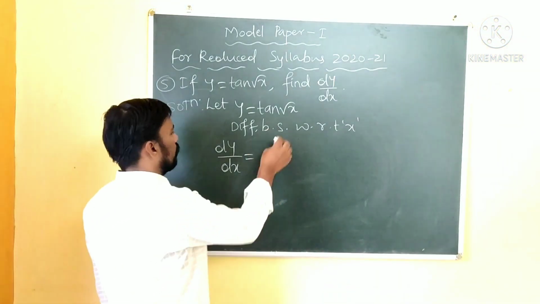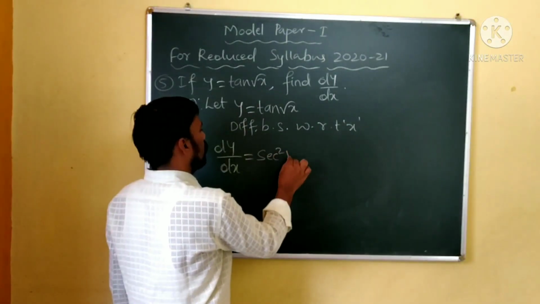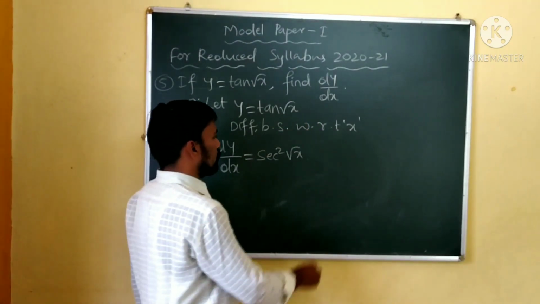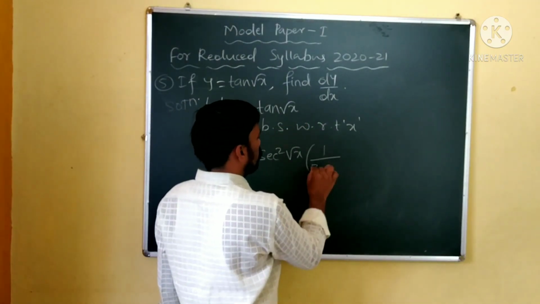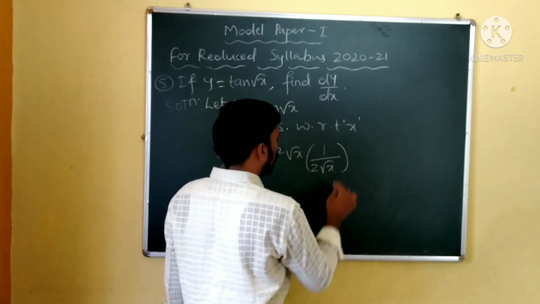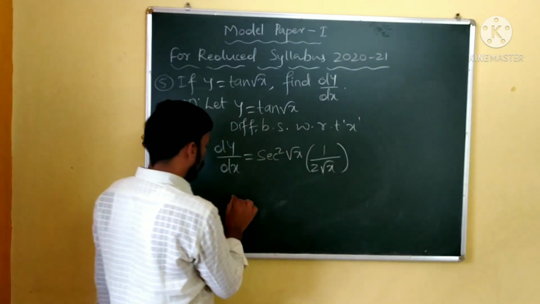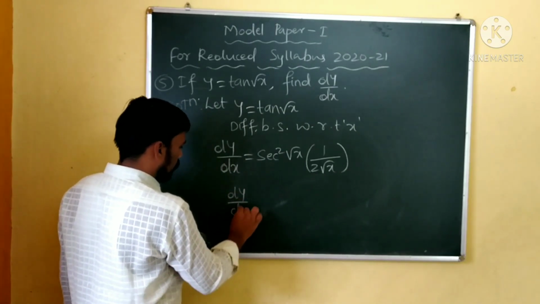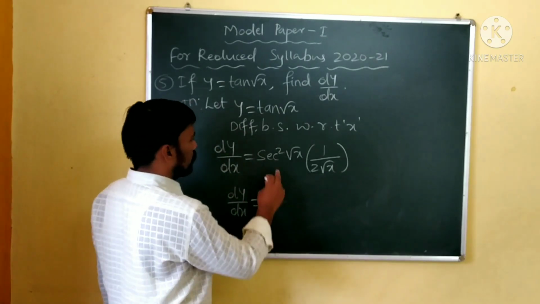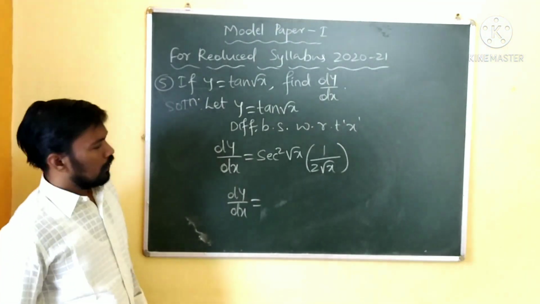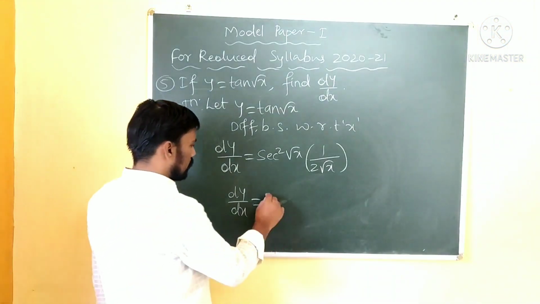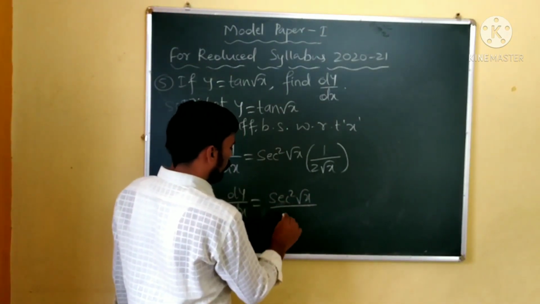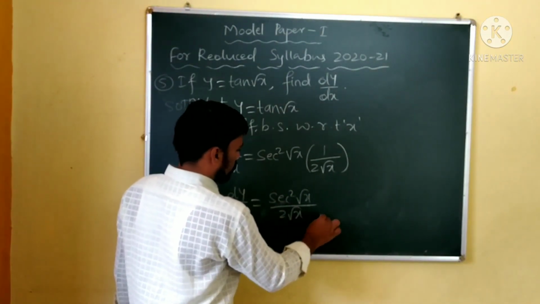Similarly, the derivative of tan of root x is secant square root x into the derivative of root x. The derivative of root x is what? 1 by 2 into root x. So the derivative of the given function, dy by dx, is equal to secant square of root x into 1, that is, secant square root x divided by 2 into root x.